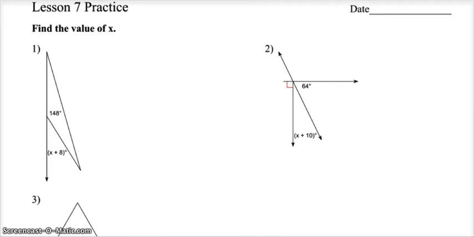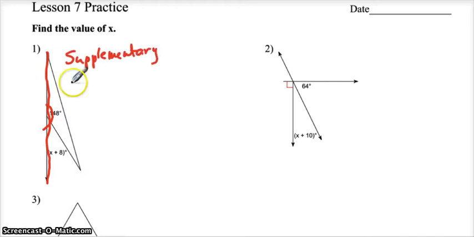So in number 1 here, we first have to identify what kind of angle relationship we've got. So we've got this 148 degree angle, and we know this x plus 8 angle, and those together make this line or angle. It's a straight angle. These two angles are supplementary. That means they add up to, that's right, 180 degrees.